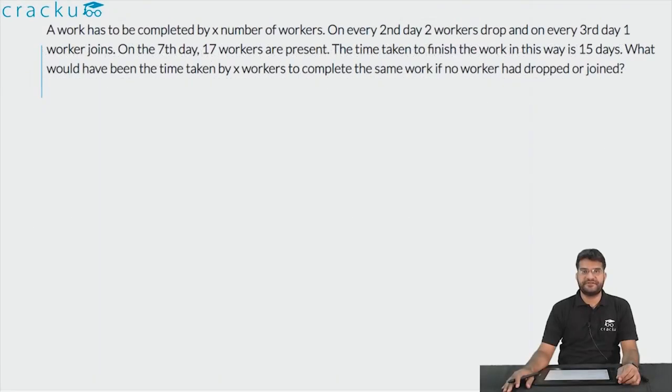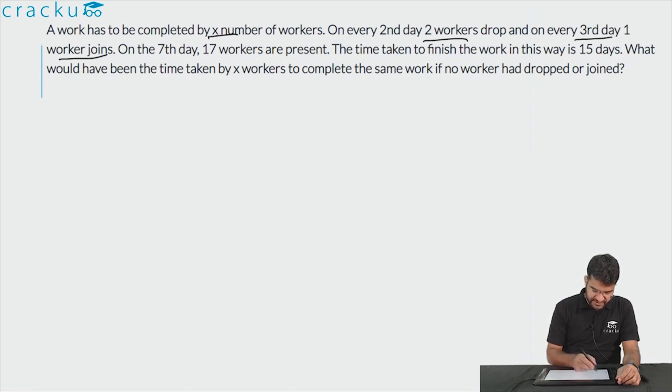In this question, it has been given that there is a work that has to be completed by X workers. On every second day, 2 workers drop, and on every third day, 1 worker joins. Now, on the 7th day, 17 workers are present. The time taken to finish this work in this way is 15 days. What would have been the time taken by X workers to complete the same work if no worker had dropped or joined?